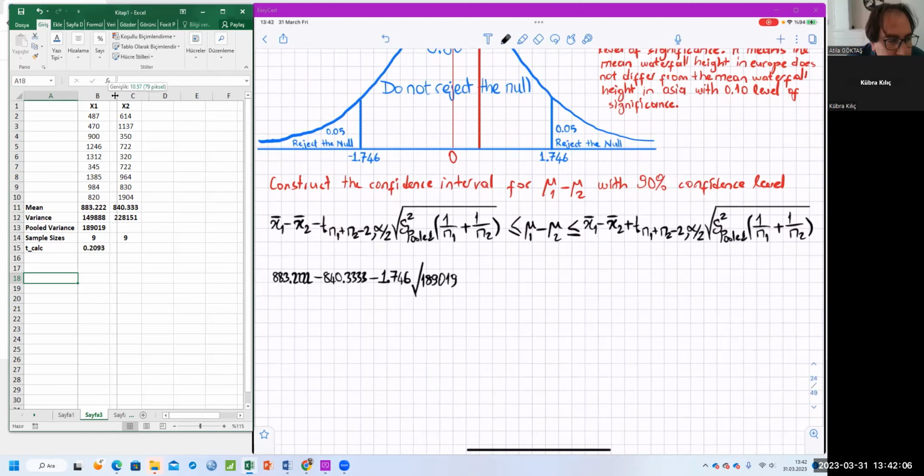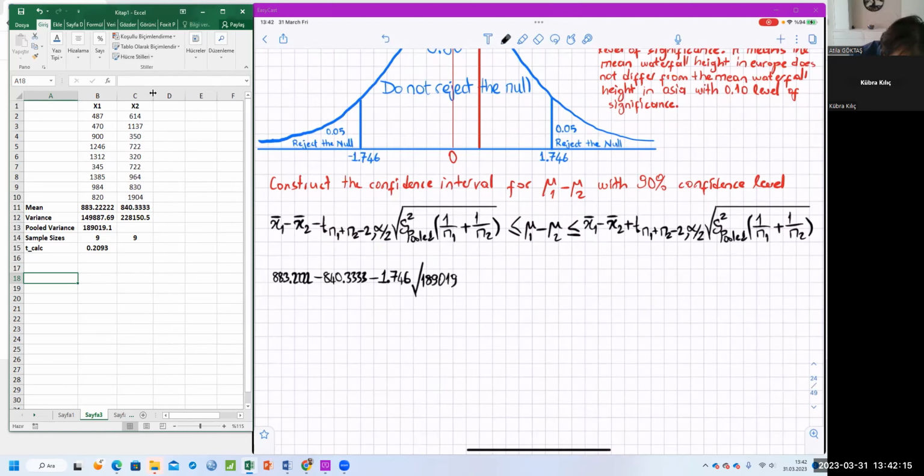Times 1 divided by 9, and I have another 1 divided by 9, close the bracket. This is the interval for mu1 minus mu2.